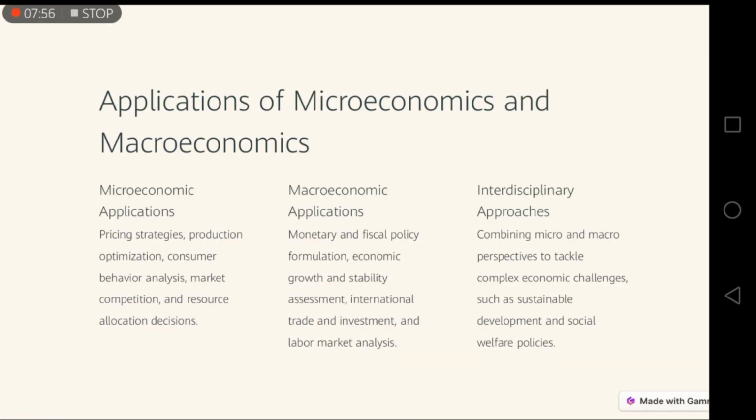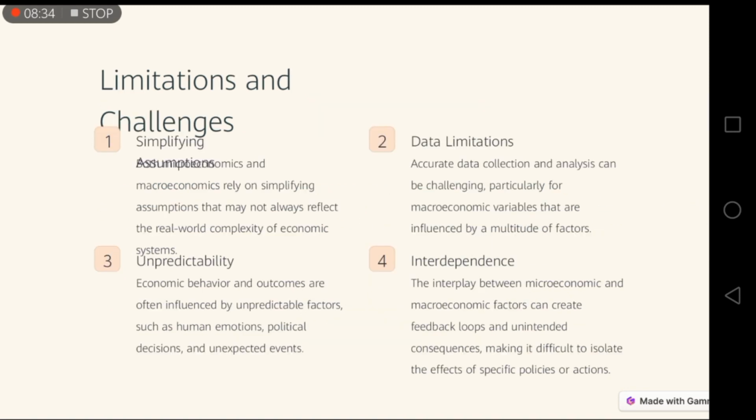Next one is application of microeconomics and macroeconomics. We already studied the applications of micro and macroeconomics separately, but I will tell you again. Microeconomics applications are simply pricing strategies, production optimization, consumer behavior analysis, market competition, and resource allocation decisions. And macroeconomics applications are monetary and fiscal policy formulation, economic growth, and stability assessment. Interdisciplinary approaches combine macro and micro perspectives to tackle complex economic challenges such as sustainable development and social welfare policies that are very crucial to any society for growth.